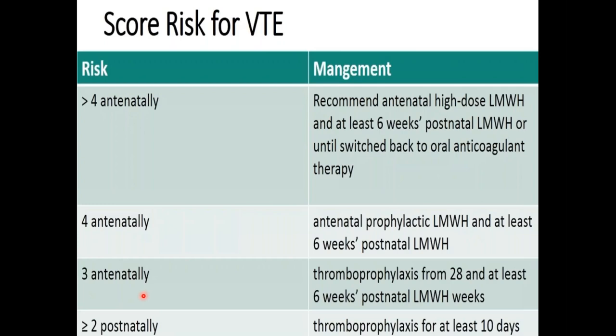Score 3 antenatally: previous VTE related to surgery or provoked by major surgery, or non-high risk thrombophilia. High risk thrombophilia means deficiency of protein S and protein C, or homozygous factor V Leiden and similar types; this is about non-high risk thrombophilia. Or there are medical comorbidities like cancer, heart failure, or any surgical procedure in pregnancy or the puerperium, like appendectomy, or hyperemesis gravidarum during hospital admission. So this is classified as score 3, with thromboprophylaxis from 28 weeks and at least 6 weeks postnatal low molecular weight heparin. And if score 2 or more postnatally, give her thromboprophylaxis for at least 10 days.